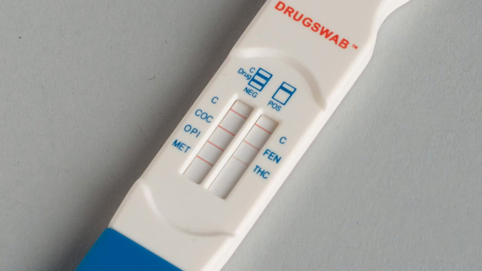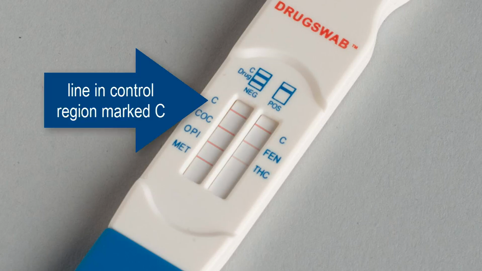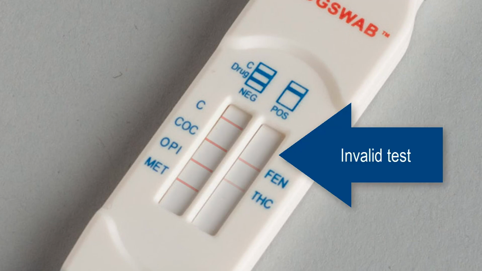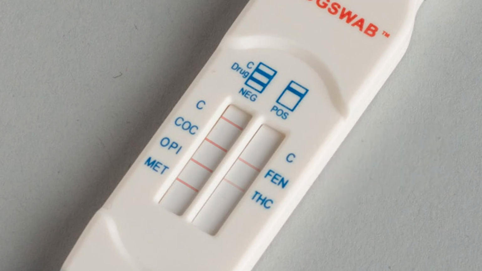Interpreting test results is easy. First, ensure that the test is performing properly by looking for the presence of a red-colored control line on each strip in the control region marked C. If no red line appears next to either C, the test is invalid and should be discarded, and the operator should perform another test using a new test kit.